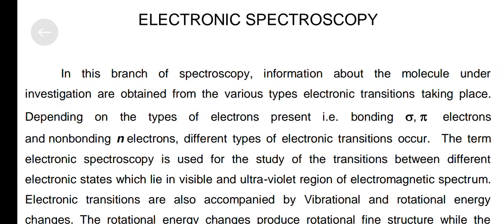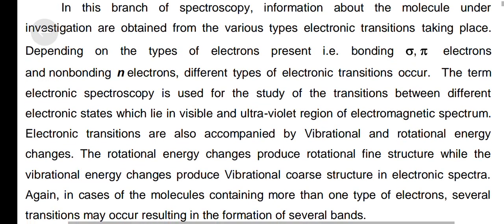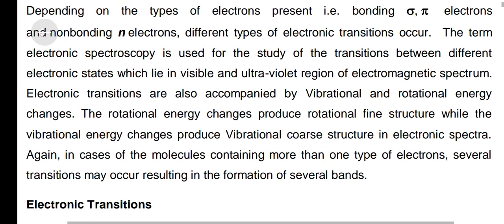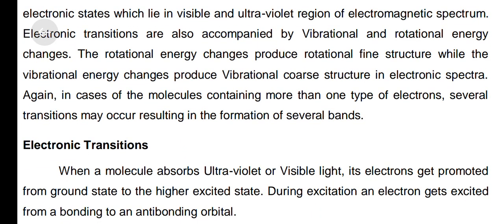Electronic transitions are accompanied by vibrational and rotational energy changes. The rotational changes produce rotational fine structure, while the vibrational energy changes produce vibrational coarse structure in electronic spectra. Again, in the case of molecules containing more than one type of electron, several transitions may occur, resulting in the formation of several bands. Electronic transition: when a molecule absorbs ultraviolet and visible light, its electron gets promoted from the ground state to a higher excited state.